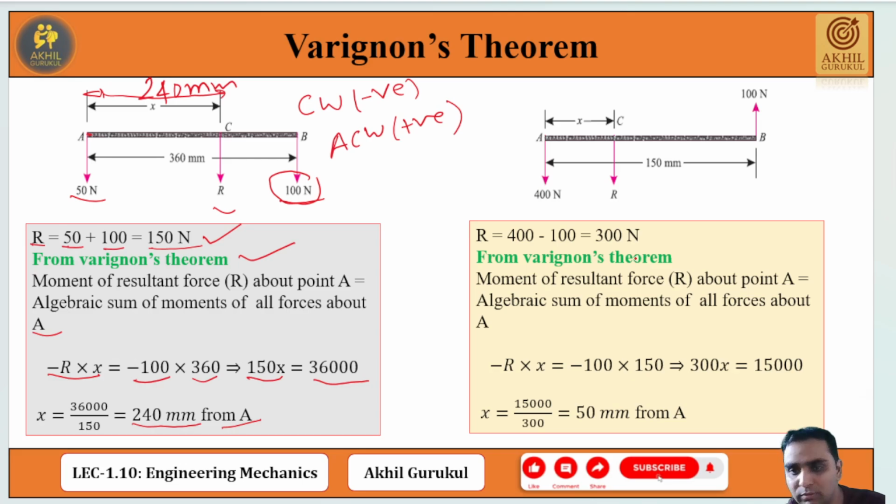One example is also there. Here, two parallel forces acting unlike in nature. One force is 100 Newton, other force is 400 Newton. So resultant is 400 minus 100 equals 300. It is in downward direction. The resultant is in the direction of the more force, means 400 Newton, so it should be downward direction. So value of resultant is R.